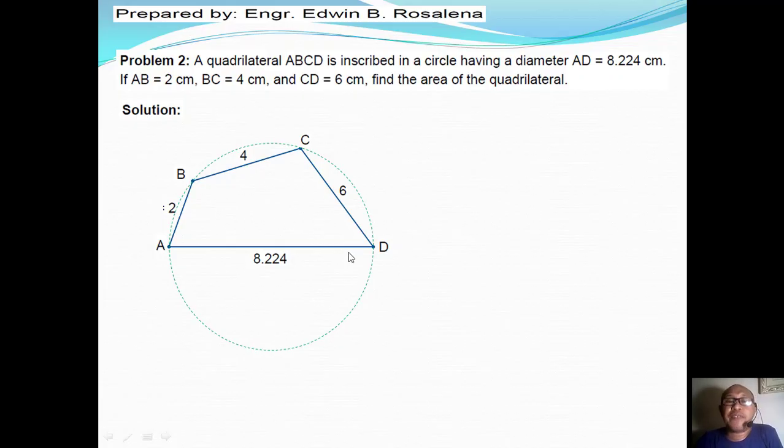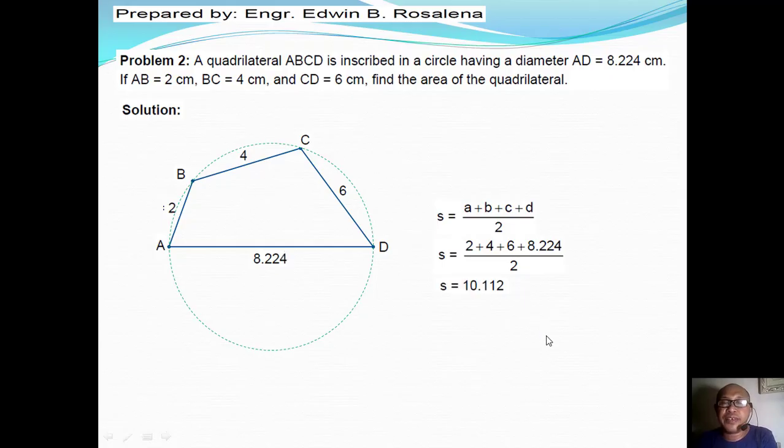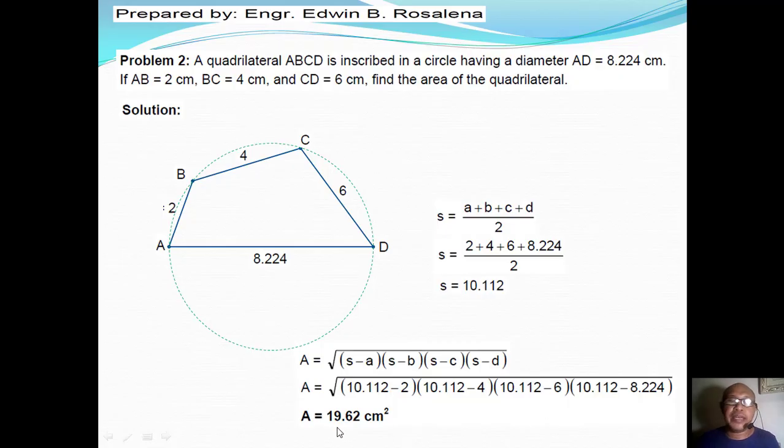So, of course, we are given the 4 sides, so we can use the formula na for the area. So, solve for the semi-perimeter S equal to A plus B plus C plus D over 2. So, we have all these sides there. So, S is 10.112. Then we can solve the area using this formula. So, substituting values, we come up with 19.62 square centimeters. Okay? So, that is direct use of the area of the cyclic quadrilateral.